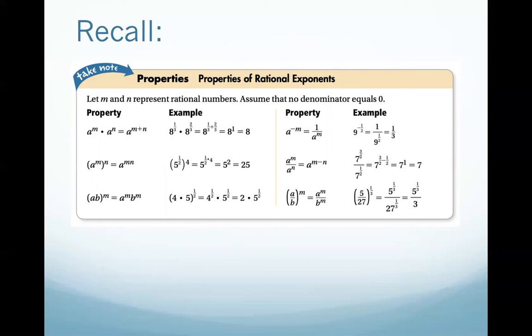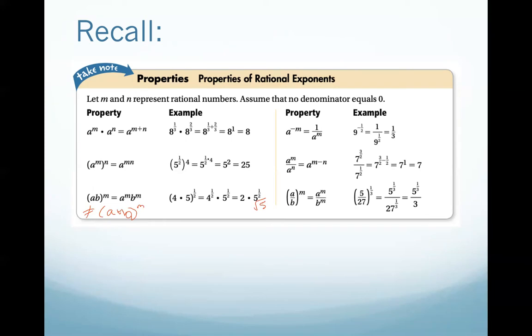If I have two numbers that are multiplied and that's raised to a power, notice this is different. This is not the same as a plus b to the m. We would have to use the binomial theorem for that. But if it's a times b to the m, that's the same as a to the m times b to the m. So if we have 4 times 5 to the 1/2, that's 4 to the 1/2 times 5 to the 1/2. 4 to the 1/2 is the square root of 4, which is 2 times 5 to the 1/2, which we could write as the square root of 5, depending on which form we're being asked for.